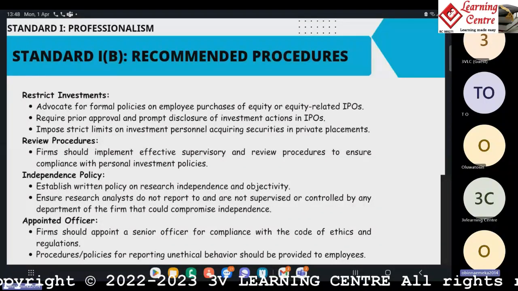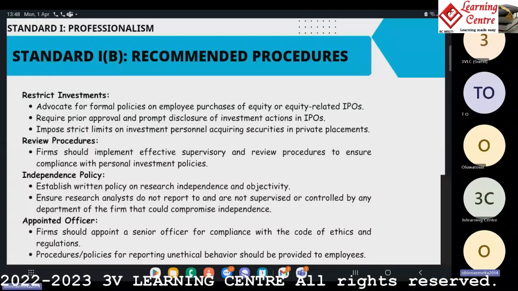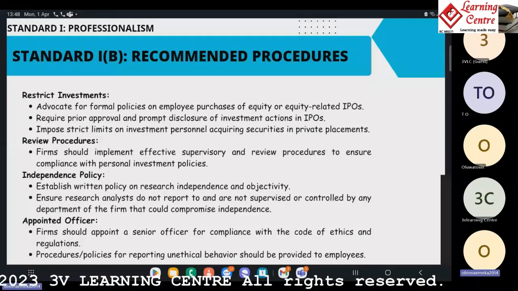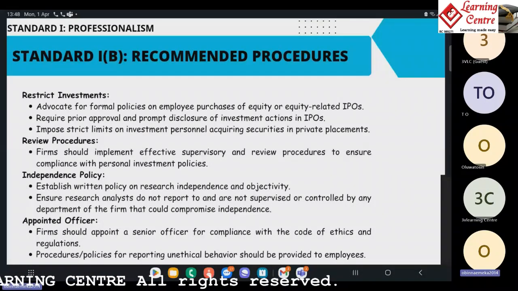Then reviewing procedures. We can also implement effective supervisory and review procedures to make sure that personal investments are in compliance. Then we can also have our independence policies.